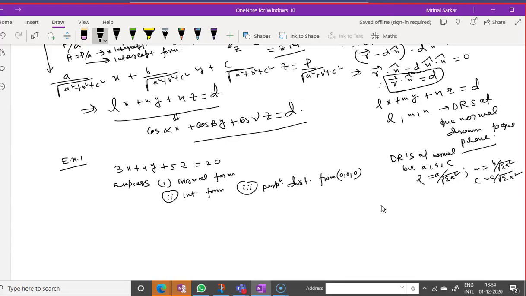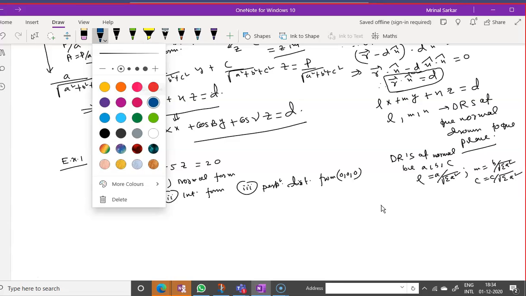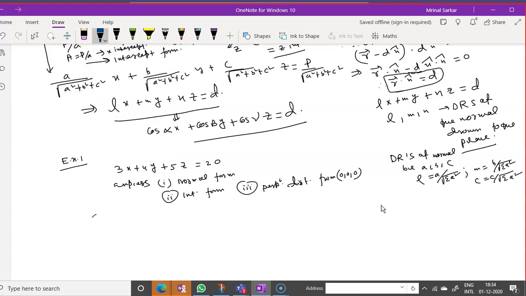Once you express it in normal form, the d on the right side stands for the length of the perpendicular drawn from the origin to the plane. This we know. So first we'll try to express it in normal form, dividing by the square root of 3 square plus 4 square plus 5 square, which is 5 root 2.